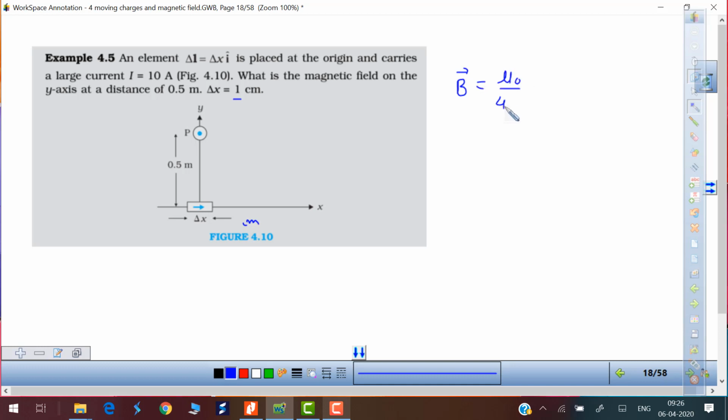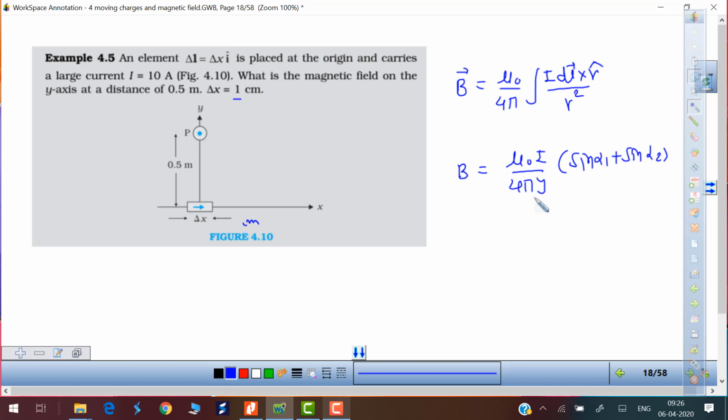So our basic formula, B is equal to mu 0 upon 4 pi integration I dl cross r upon r square. Okay, this is the formula of Biot-Savart law. If we have a straight wire, then we have the formula for a short one, mu 0 I upon 4 pi y times sin alpha 1 plus sin alpha 2. So this is also our formula for a short conductor.